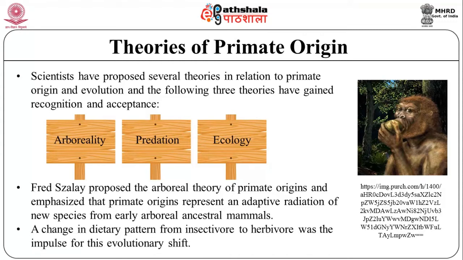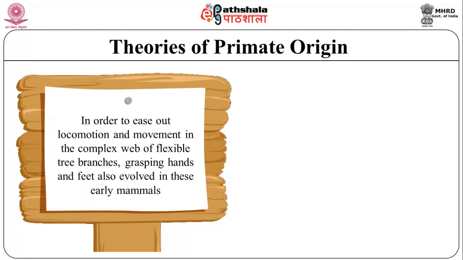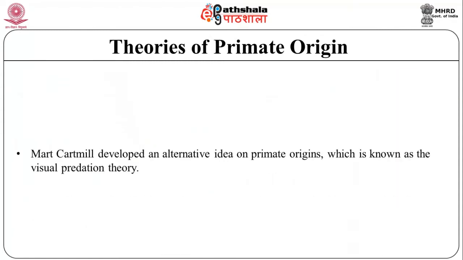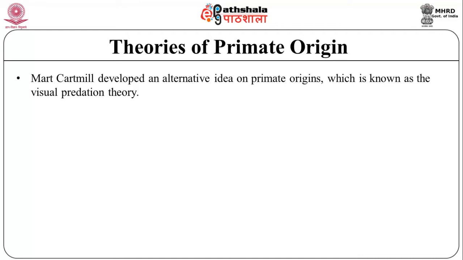A change in dietary patterns from insectivory to herbivory was the impulse for this evolutionary shift. In order to ease locomotion and movement in the complex web of flexible tree branches, grasping hands and feet also evolved in these early mammals. Although the theory throws light upon modifications in dentition and limb morphology, it could not explain certain aspects of the primate visual system.